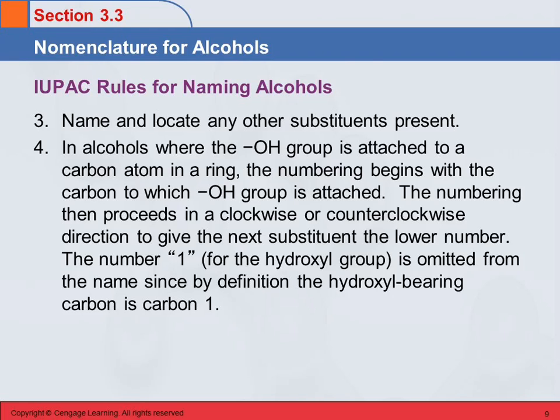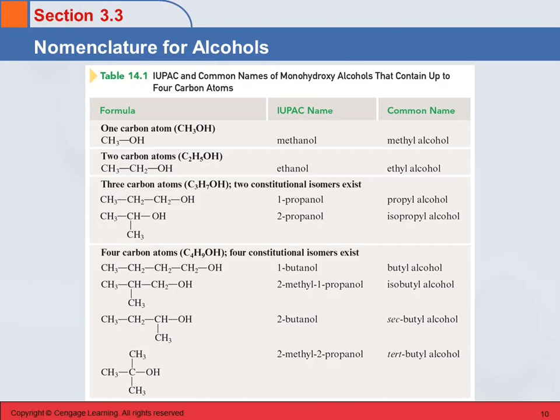If you have an alcohol group on a carbon ring, like with other functional groups, we're going to start numbering with the carbon that the OH is attached to. Then you'll go clockwise or counterclockwise to get the lowest numbers for the other substituents. And again, we tend to eliminate the number 1, so we're not going to use 1-cyclohexanol, just cyclohexanol, because we assume that we're starting with 1 for the hydroxyl group. So let's look at some examples here.